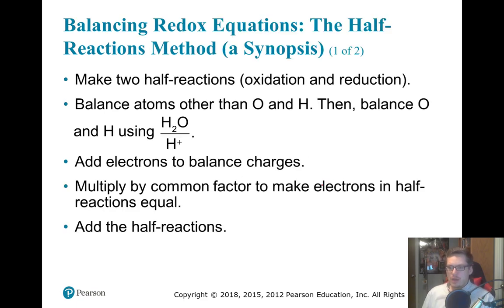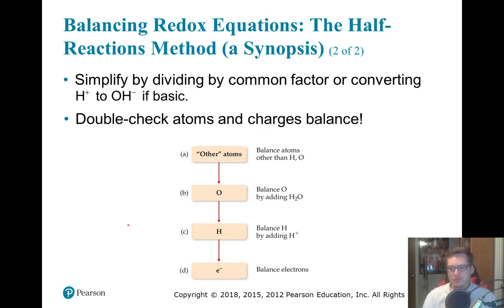All right, so balancing half reactions. This is the overall synopsis. You're going to take your overall reaction and turn it into two half reactions. So whatever gets reduced, whatever gets oxidized, write them out separately. Next step, balance the atoms other than oxygen and hydrogen, and then balance the oxygen and hydrogen using water and H+. Then add electrons to balance charges, multiply by the common factor to make the electrons equal, and then add the half reactions together.